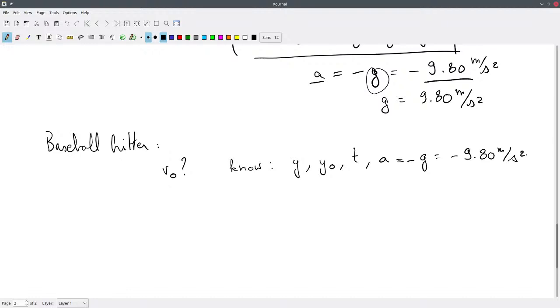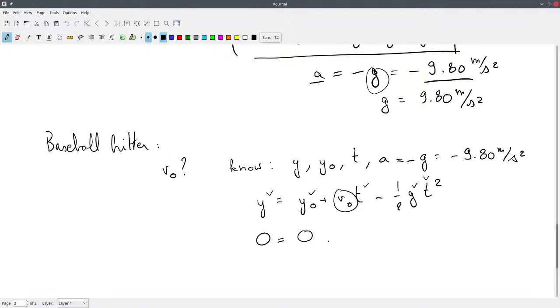So the equation that we'll be able to use is y equals y0 plus v0t minus 1/2 gt squared, right? We know this, we know the time here as well, we know g. The only thing we don't know is v0. So if we plug in the values here, y is equal to 0. That's when the hitter catches the baseball again.